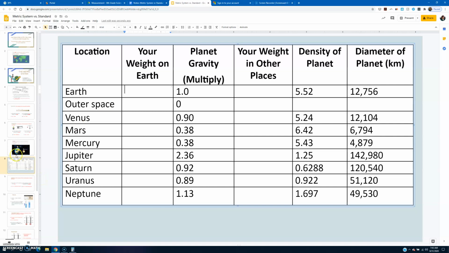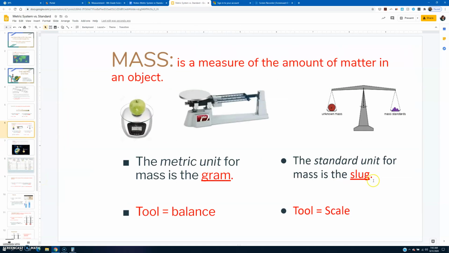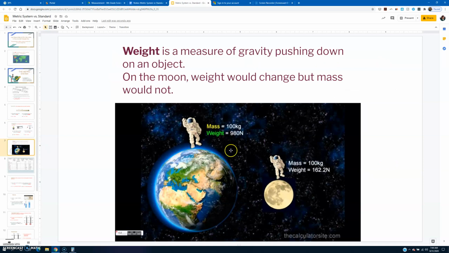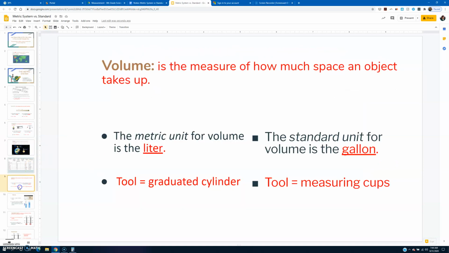So slugs deal with mass in the United States, because that's how much material is inside of this piece of fruit, or whatever we're looking at. Or we're talking about grams. Weight, pounds, has to do with gravity.